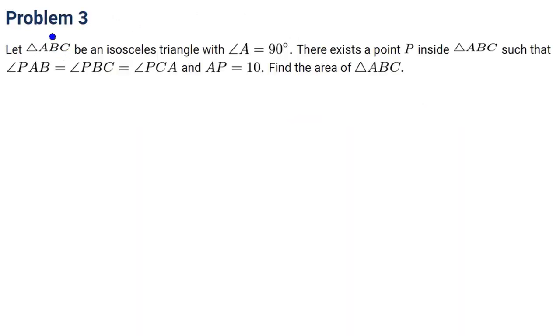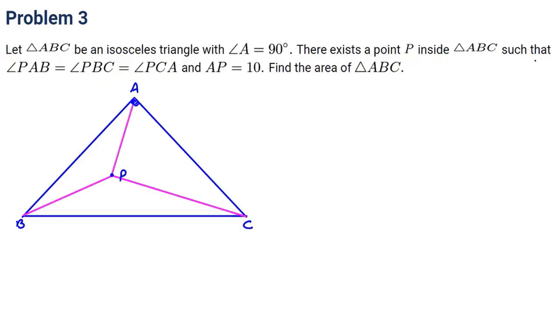AIME II 2023, problem number 3. Let triangle ABC be an isosceles triangle with angle A equal to 90 degrees. There exists a point P inside ABC such that angle PAB, PBC, and PCA are equal. Okay, so let's draw. It is our triangle. This angle, for example, is alpha. PBC is alpha. PCA is alpha. And AP is 10. Now find the area of ABC. So we know if this length is a, because it is an isosceles triangle, it is a.